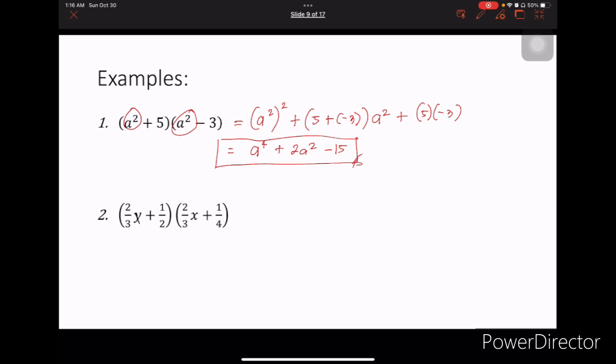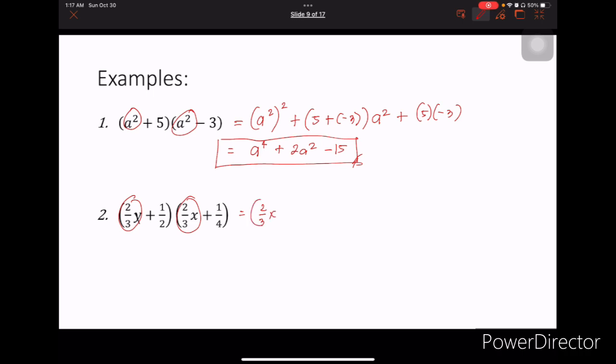So let's say that you have this expression here. You have the quantity 2/3 x plus 1/2 times the quantity of 2/3 x plus 1/4. So with this one, you have common first terms. Regardless of the second term, if you have a common first term, you could apply the formula, which is you will square the first term.